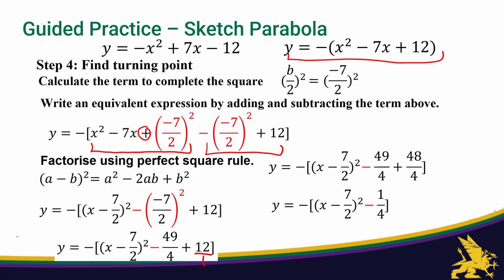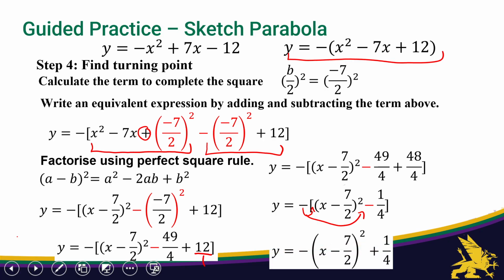But I do have an extra bracket that I don't want. So I just need to apply that negative to the outside here and apply that to the negatives, and that will change to a positive. So with this, it gives me my point of (7/2, 1/4) as my turning point.